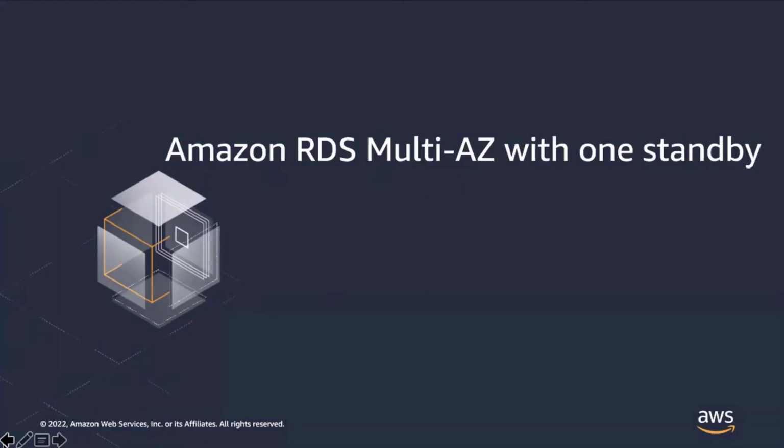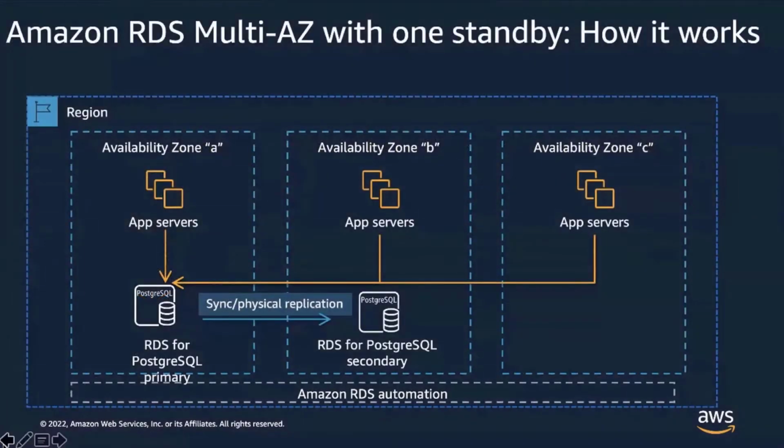Let's start with multi-AZ with a single standby. In this deployment option, Amazon RDS creates a primary instance and a secondary instance in two different availability zones. It then sets up synchronous replication between the two. The secondary instance is there simply waiting as a failover target and is not accessible by the applications. It is waiting to spring into action whenever there is a failure of the primary.